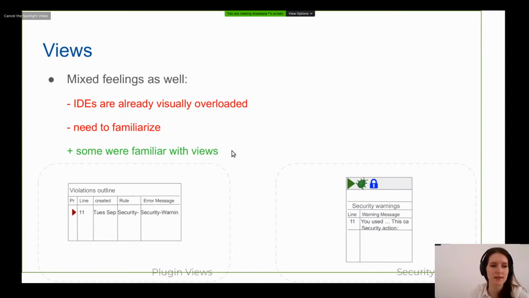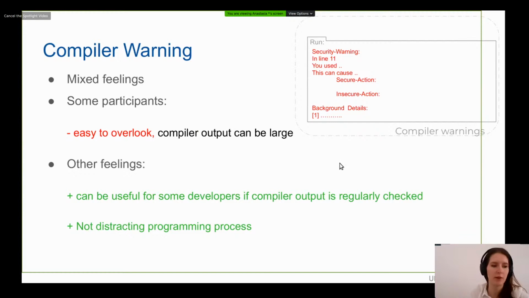So let's discuss compiler warnings. Our participants had mixed feelings about compiler warnings. Some participants found that compiler warnings could be easily overlooked because compilers can produce a lot of output, which can hide the warnings. By contrast, other participants had positive feelings about compiler warnings and even stated that they could be one of their most favorite approaches.